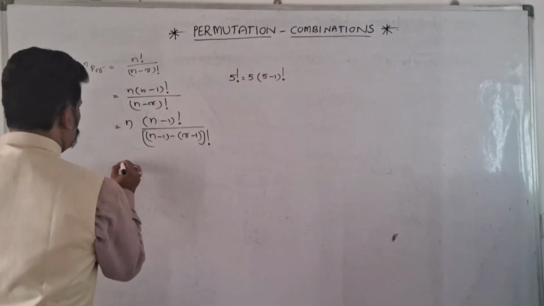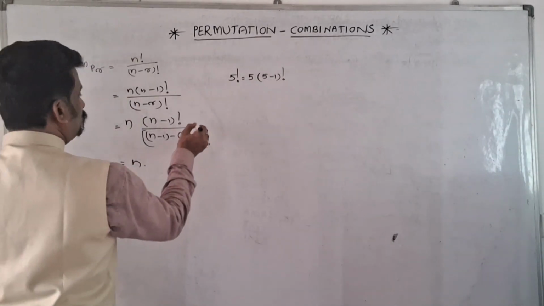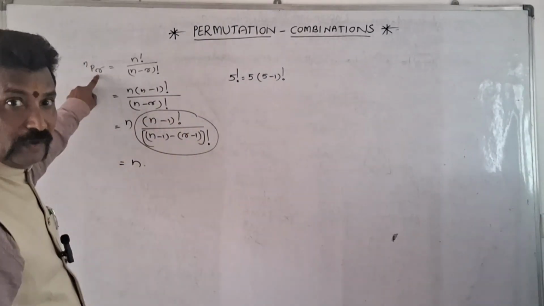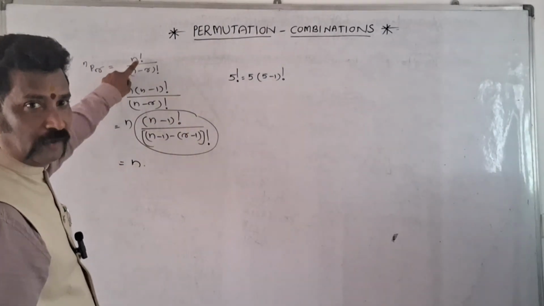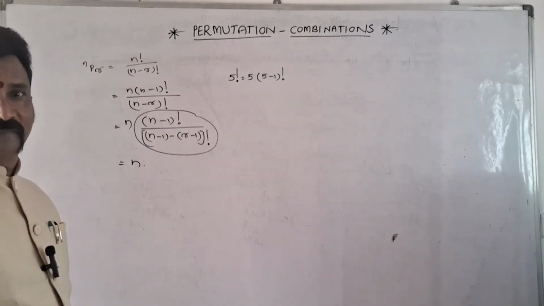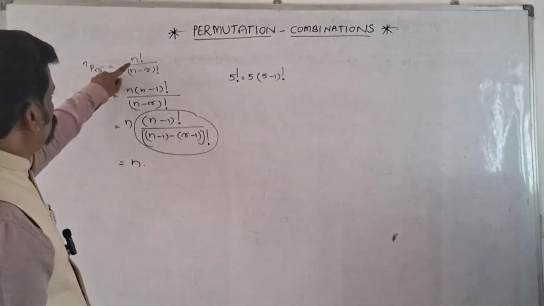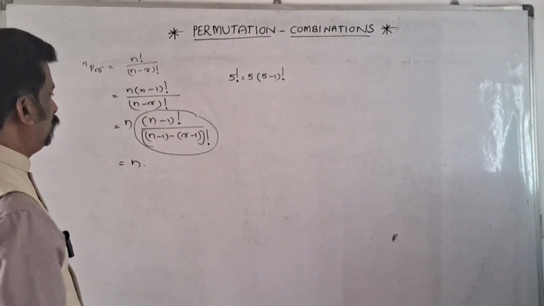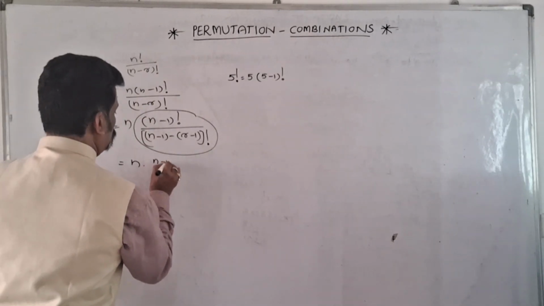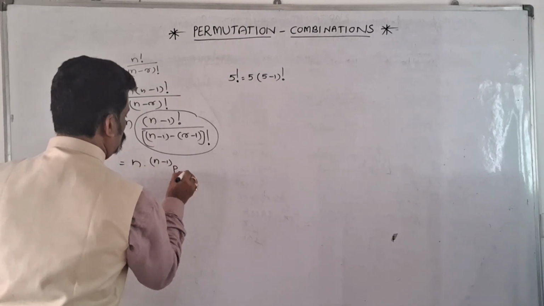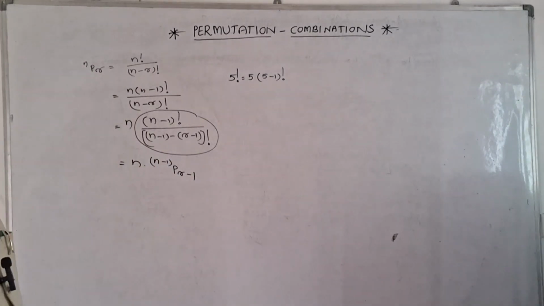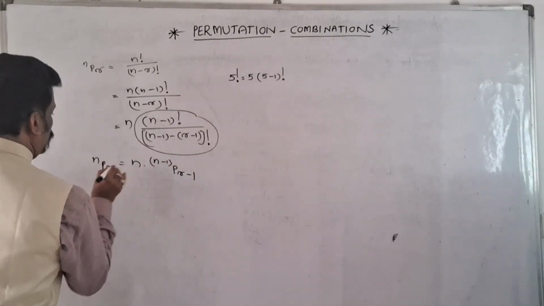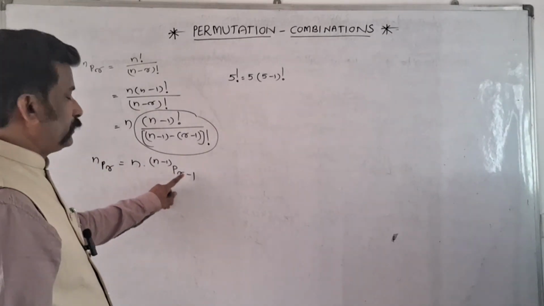So this is equal to n into this value. Recall nPr is equal to n factorial by n minus r factorial. Replace n by n minus 1: n minus 1 factorial by n minus 1 minus r minus 1 factorial. What is this? It is n minus 1 P r minus 1. So nPr is equal to n into n minus 1 P r minus 1.